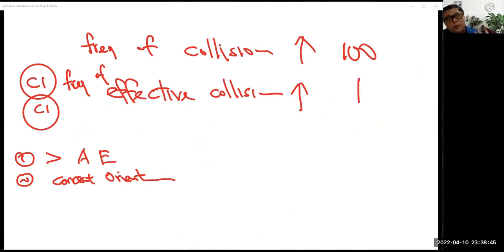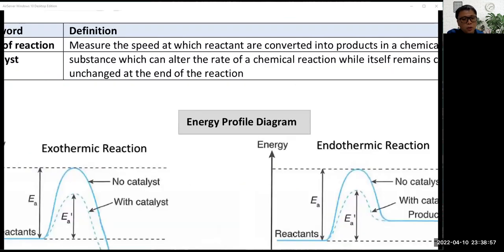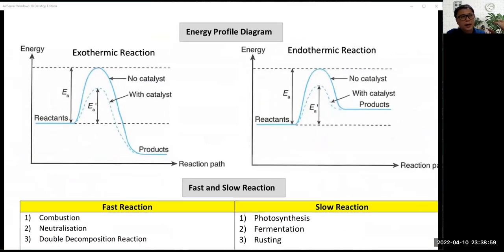But if you're able to increase the collision 1,000 times, of course, the successful collision will relatively increase as well. So like 100, one time successful, 1,000 will be 10 times successful. Okay, so this is the first idea. So when you're able to lower down the activation energy requirement, right?